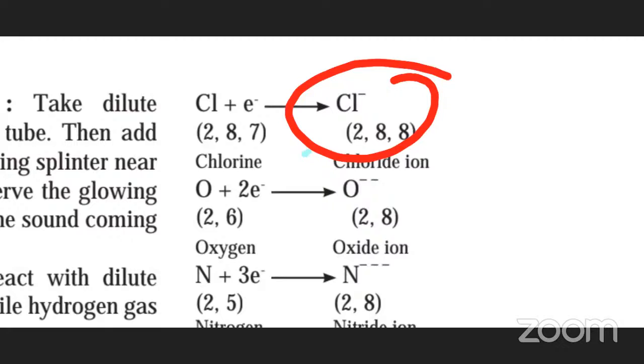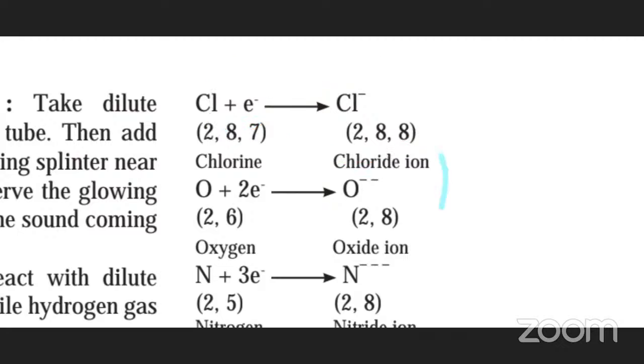So non-metals accept electrons. If you see here, one electron is being accepted, there is a gain of electron. In case of metals, electrons were released, electrons were donated. But in case of non-metals, electrons will be accepted. So this is the difference between metals and non-metals. In metals, electrons are given off; in non-metals, electrons are taken.